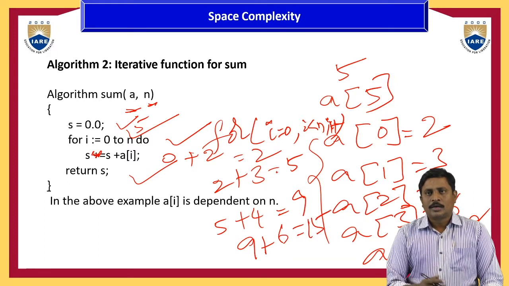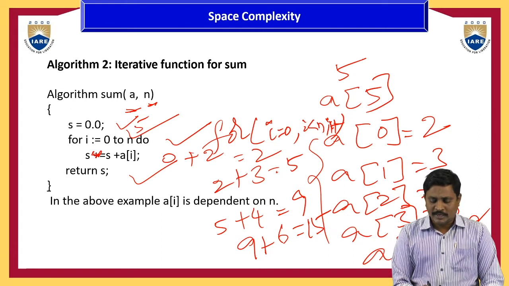Again we come back to the for loop and increment i. Now i is 3 plus 1, which is 4. 4 is less than 5, so that condition is satisfied. Now we add a of 4 to s. The s value is now 15 plus a of 4, which is 8. 15 plus 8 is 23. Now the s value is 23.